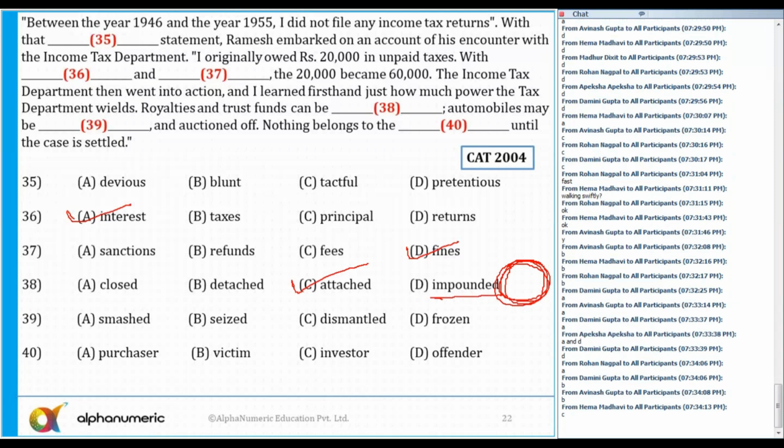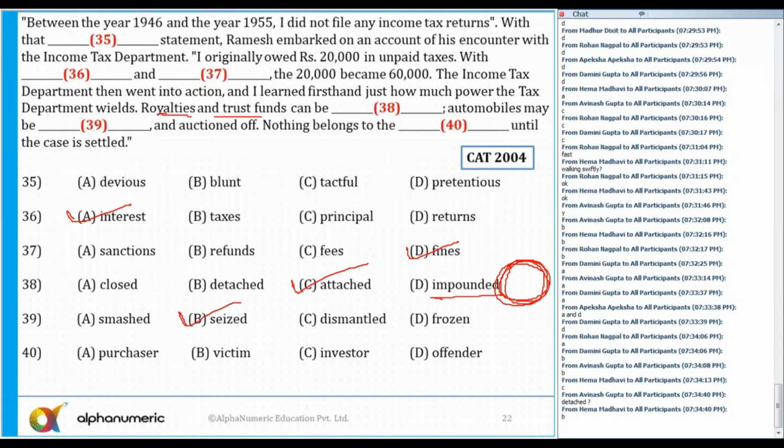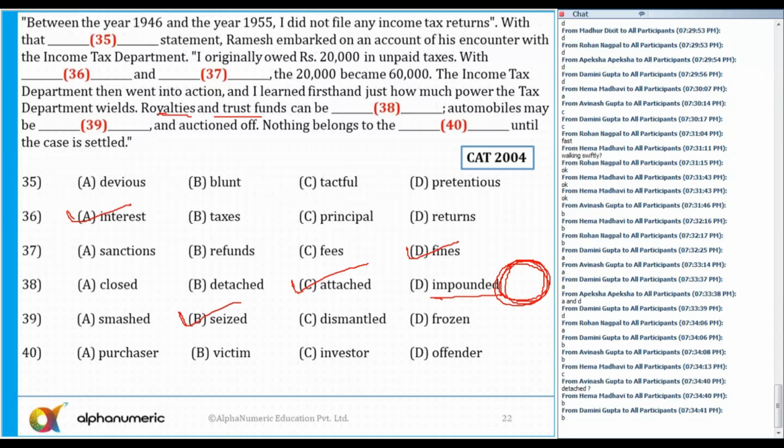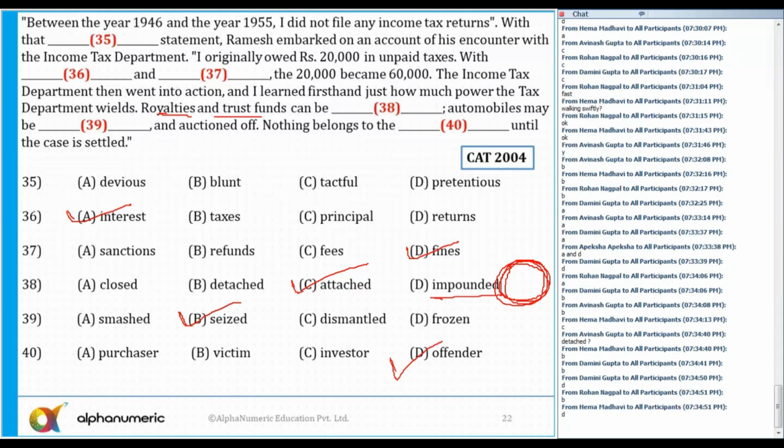Automobiles may be seized. Automobiles will be seized and they will be auctioned off. Nothing belongs to the dash until the case is settled. So nothing belongs to the person who has not paid the taxes, the offender. This I think should be the answer.